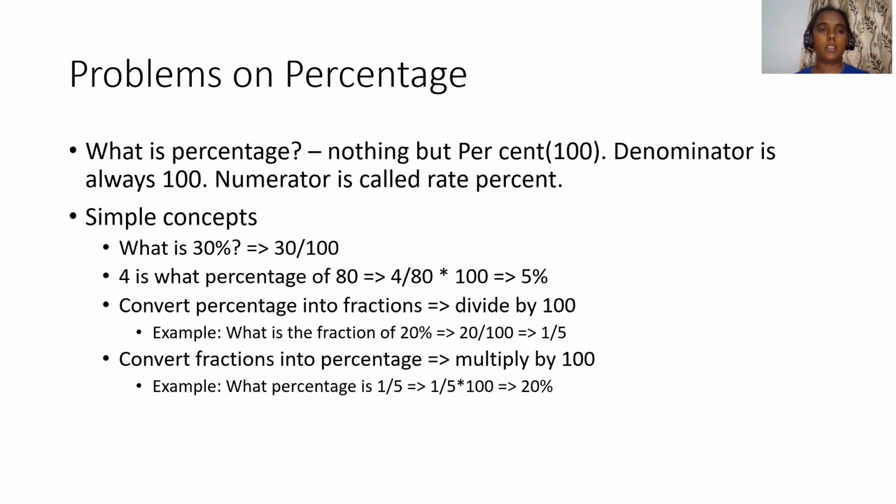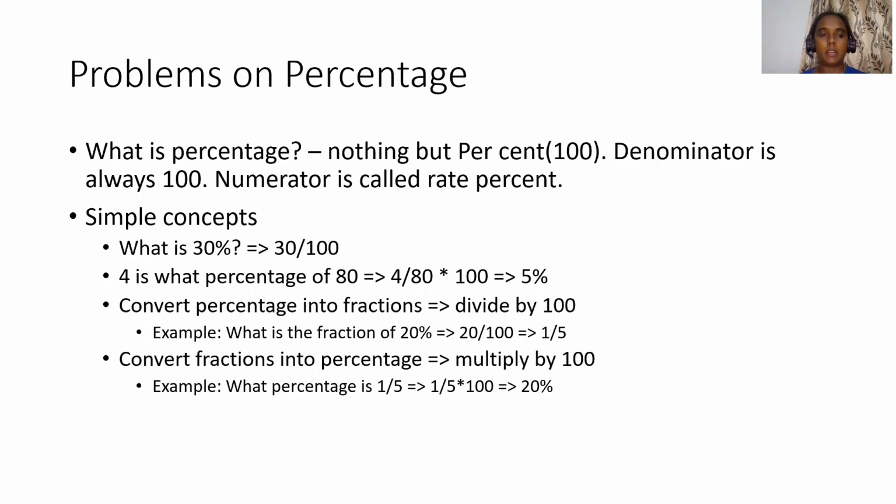So before we start, let's understand what is percentage. Percentage is nothing but per cent, which means for 100. Cent means 100 and per means for. So anything calculated for 100 is called a percentage. The denominator in a percentage sum is always 100. Numerator is called the rate percent. Example, if we say 30%, 100 or the cent is the denominator and 30 is the numerator, which is called the rate percent. So 30% can be represented in fraction form as 30 by 100.